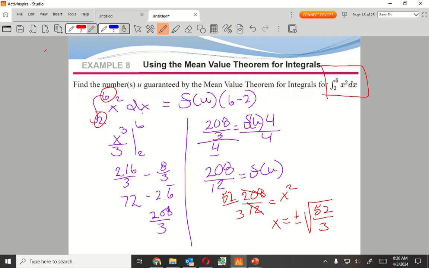So my u value in this case is the x value where my height is equal to this value right here. My height's going to be equal to that. My u value is going to be the square root of 52 over 3.